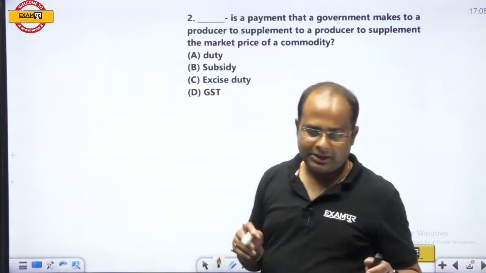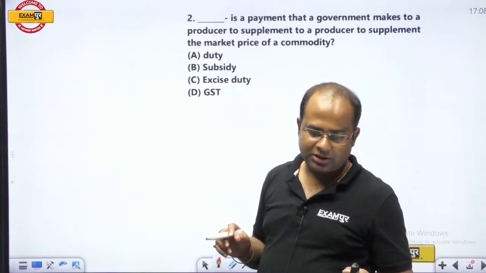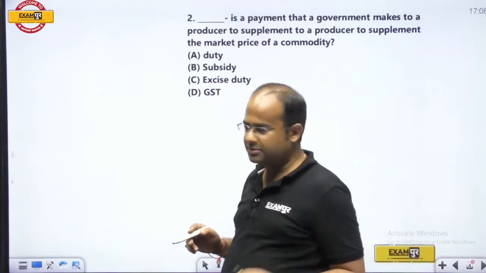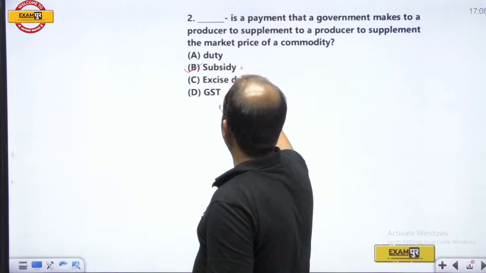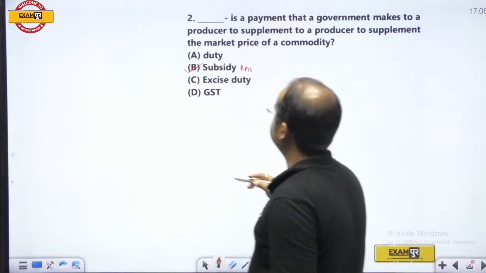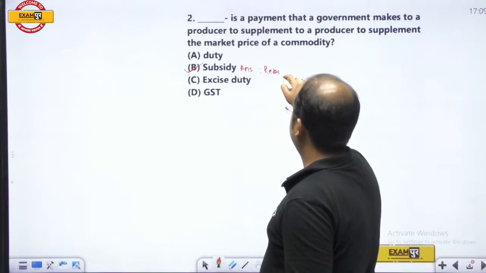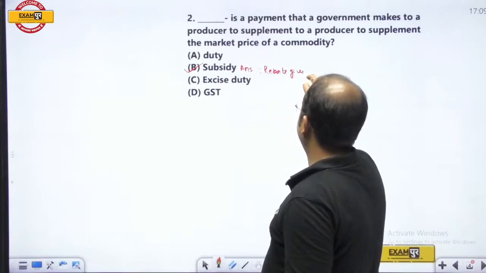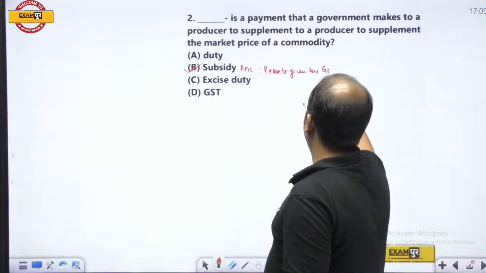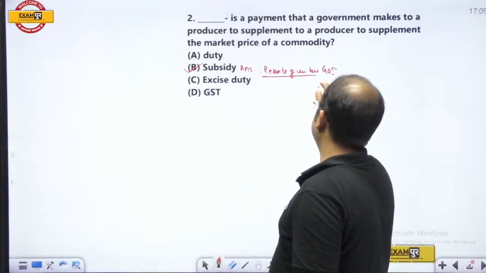First of all, the government makes the producer give a supplement to a product. So that is subsidy. Very good. That is subsidy. And subsidy is a type of rebate given by the Government of India. So how does this rebate work?